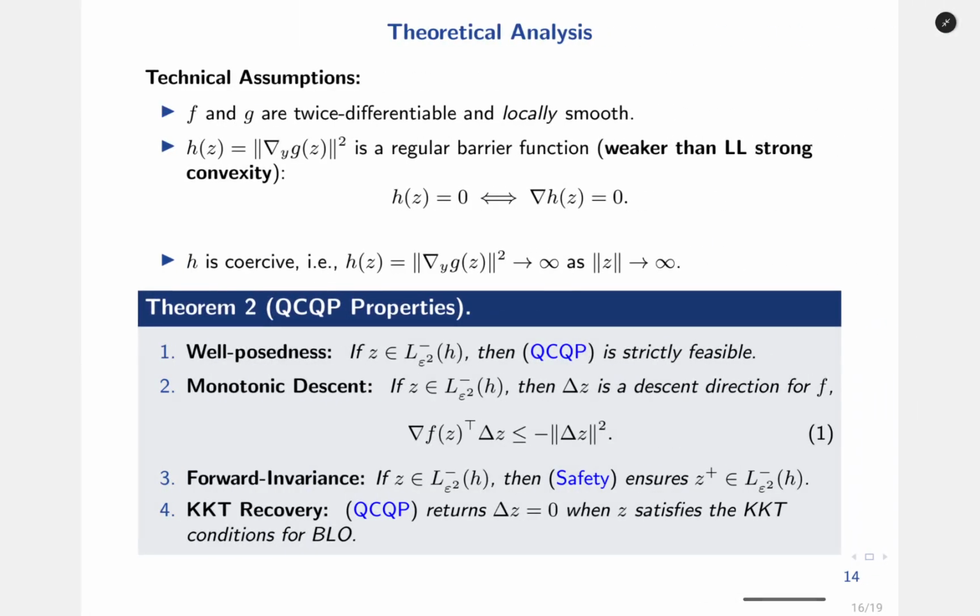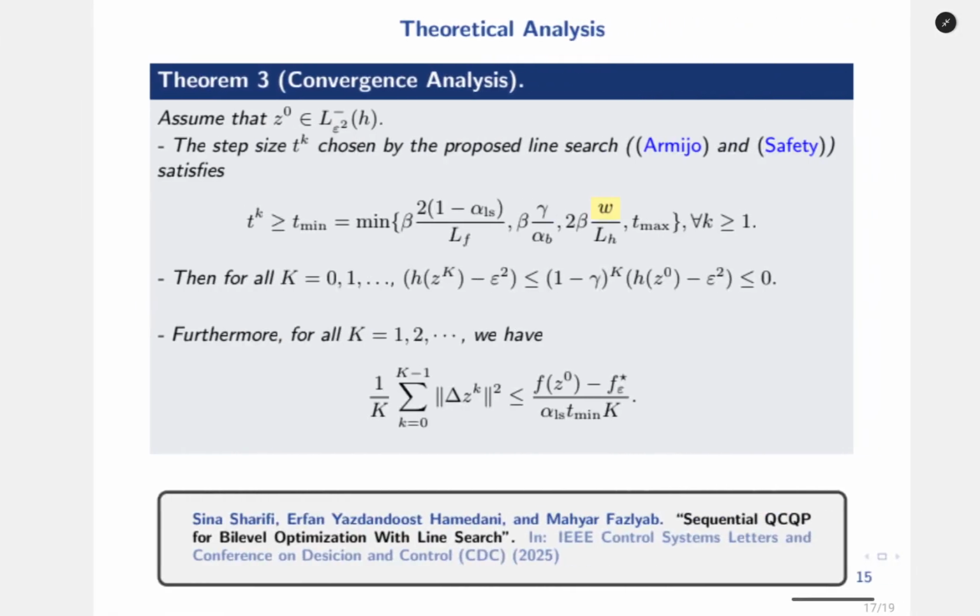Under these assumptions, if the current iterate lies in the relaxed safe set, the following properties hold. First, the QCQP is always strictly feasible. Second, the search direction is guaranteed to be a descent direction for f. Third, the proposed line search ensures forward invariance. That is, if we start inside the relaxed safe set, all subsequent iterations stay inside of it. Finally, when the QCQP returns a zero direction, this exactly corresponds to a point that satisfies the KKT conditions of the underlying bilevel problem. Together, these results show that the algorithm is well posed, makes progress on the objective, maintains feasibility, and converges to a meaningful solution.